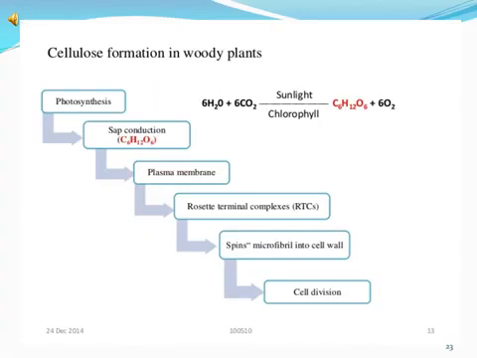Cellulose formation in woody plants. Cellulose formation in woody plants consists of many steps which start from photosynthesis. Water molecules react with carbon dioxide in the presence of sunlight and chlorophyll to produce glucose plus 6 oxygen molecules. Photosynthesis is the first step, then sap conduction, then plasma membrane, rosette terminal complexes, spines, microfibrils into cell wall, and the last one is the cell division of cellulose formation in woody plants.